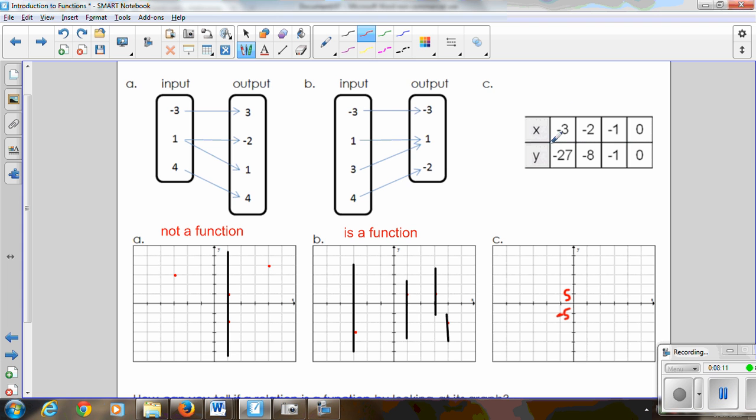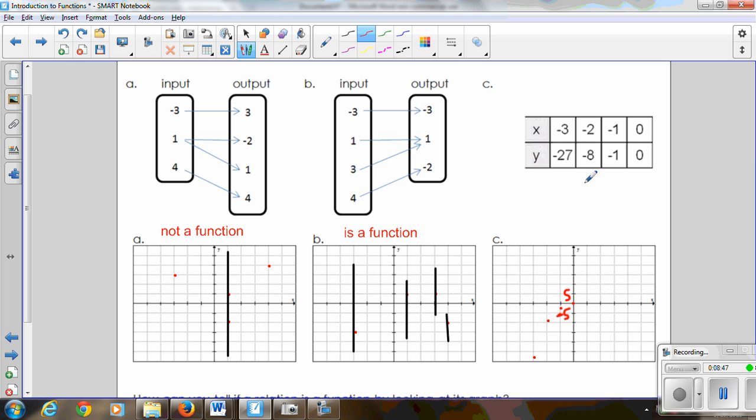So if I wanted to plot the point -3, -27, so -3, I'm not going to worry about the x-axis. I'm going to keep my x-axis the way it is, so that's -3. -27, well, that's -5, 10, 15, 20, 25. So -27 is somewhere down here, and I'm going to have to estimate. -2 is going to map on with -8, so that's going to be -5. 8 is going to be somewhere over here. I've got -1 and -1, which is going to be a little bit harder, and then I've got 0 and 0.